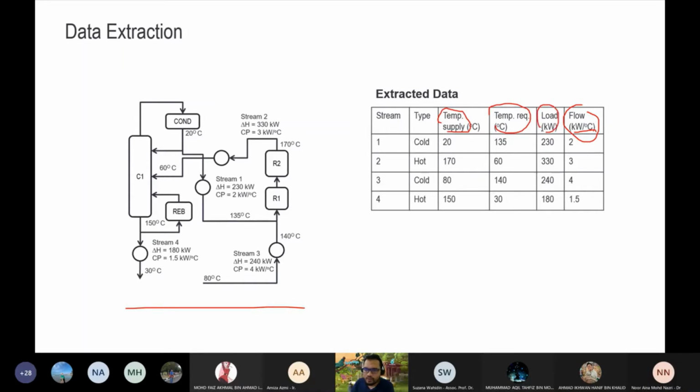Or if we don't know, we could also say I know the temperature in and out, and I also know the load, and then from these three numbers I can calculate the MCP or the flow. So basically this is the table, the important data that we need to have. Without this data, we cannot move forward.